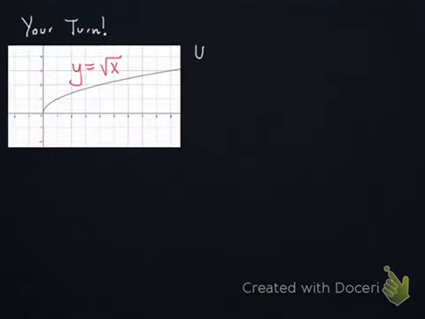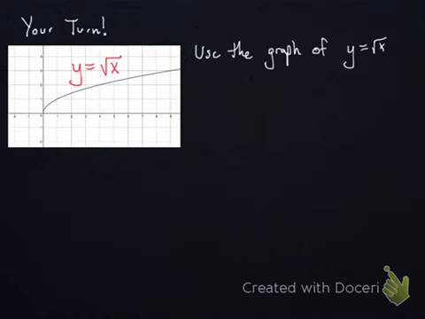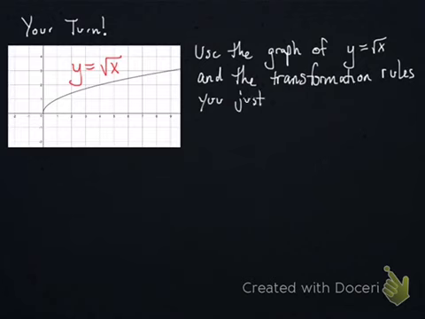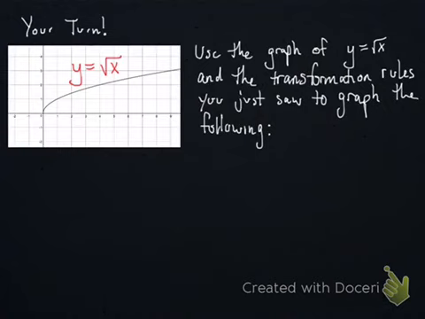And now it's your turn to do some problems. So here's the graph of y equals square root of x, which you guys should hopefully know what it looks like. And I want you to use this graph and the transformation rules that I just explained to graph the following functions and explain in each step why you did what you did.